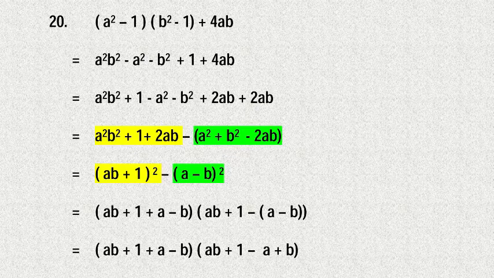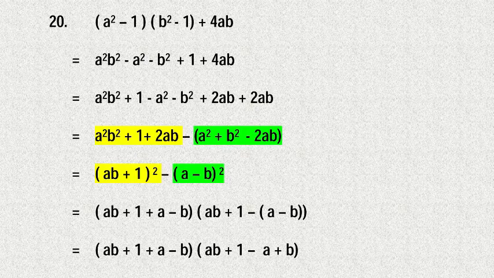So it results as a²b² + 1 − a² − b² + 2ab + 2ab. Keeping that in mind, 4ab is converted as +2ab and +2ab. This is called adjustment. Why? Because after multiplying (a² − 1)(b² − 1), we have 5 terms. So a²b² is one term.